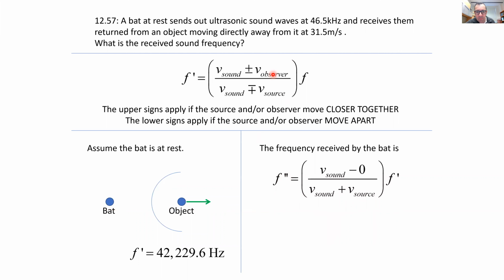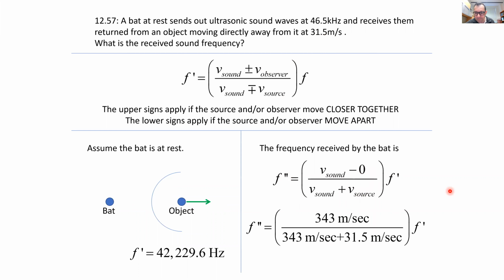Okay, so now the speed of the observer is 0, and the speed of the source is the 31.5 meters per second. See, the numbers entered the formula in a reversed order in this case. Plug in the 42,229.6 hertz here, and you'll get 38,677.6, which I would round to 38.7 kilohertz.